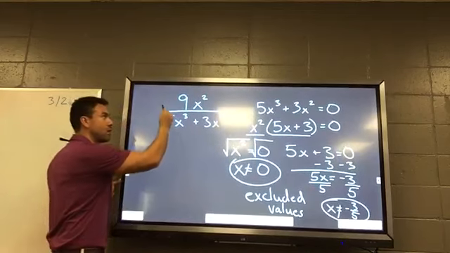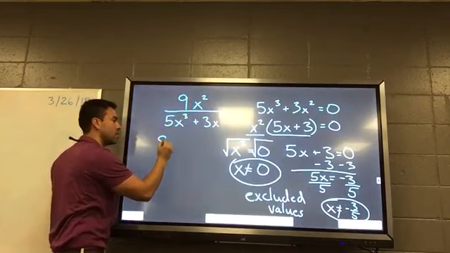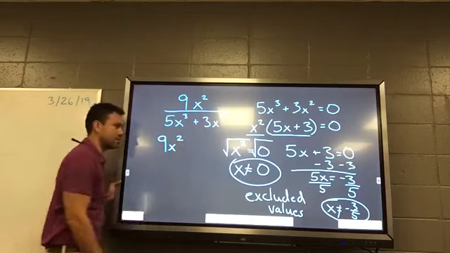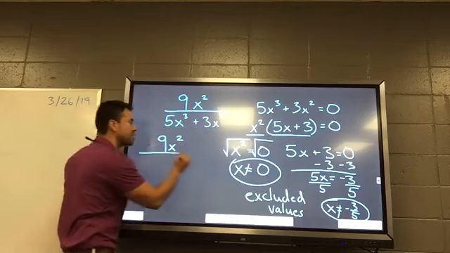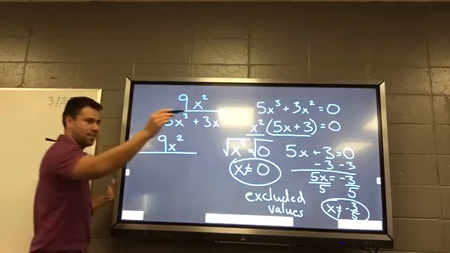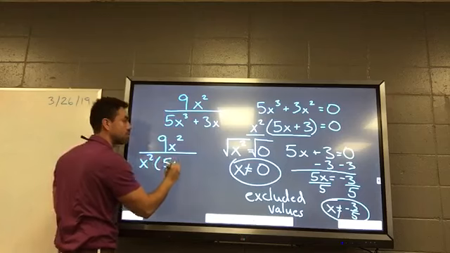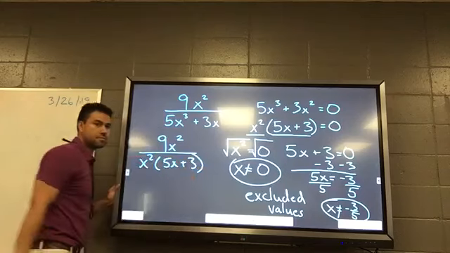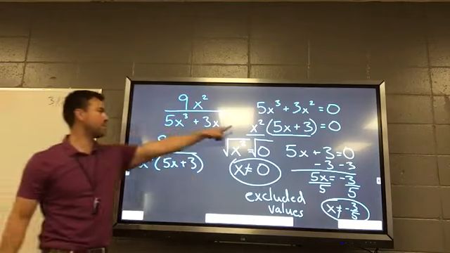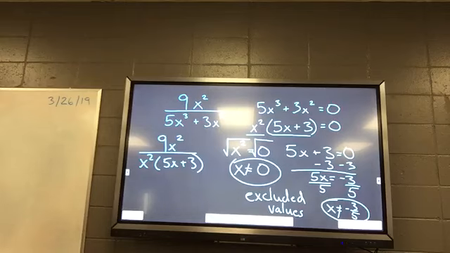To simplify, you want to factor the numerator and denominator. Can the numerator be factored anymore? No. There's only one term. You just leave it alone. But the denominator, I do have to factor. Oh, wait. We already factored it. Do you remember where I factored it? It's right here. Just rewrite that: x squared times 5x plus 3. It's the same problem right there, but it's another step. Yes, this is something else we have to do.